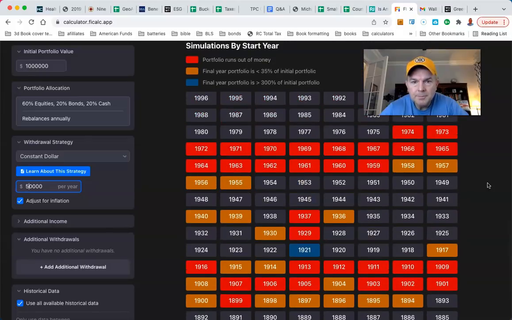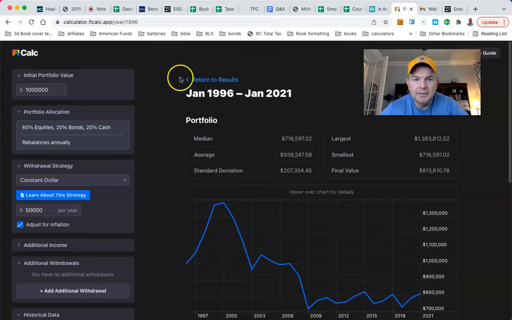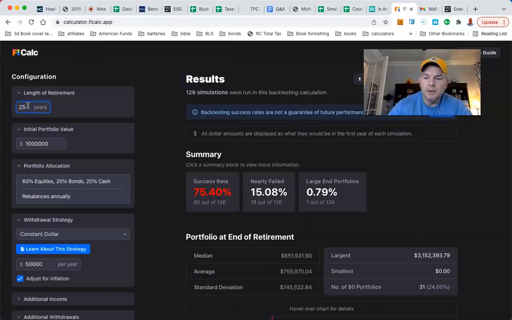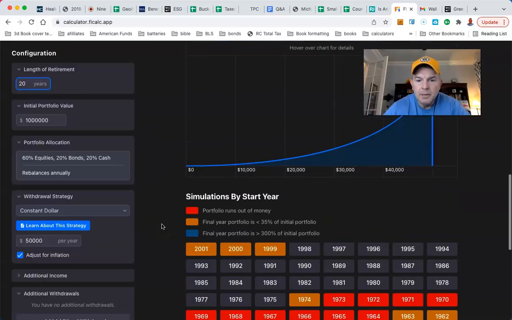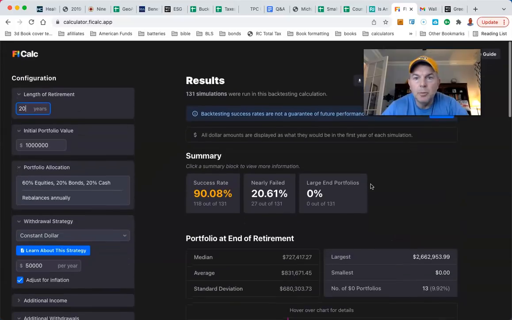Do we got it on here? 1996. Let's see where we're at. 1996, you can see we got smoked in 2000. We went from 1.3 all the way down to 716, but still we're sitting pretty, man. Let's do 20 years actually. I want to see if we started in 2000. Yeah, right here. Final portfolio value is less than 35% of the initial portfolio value.